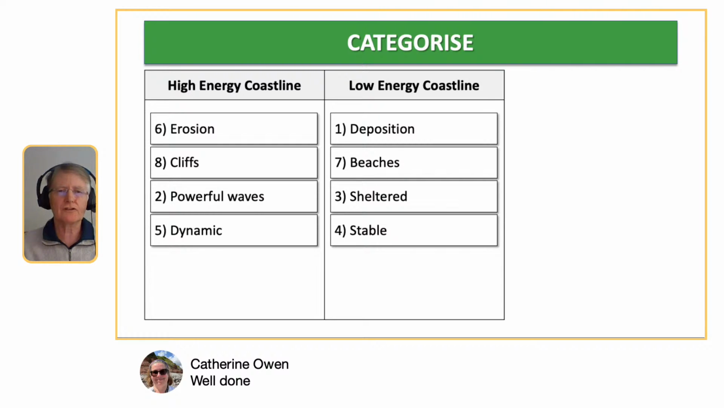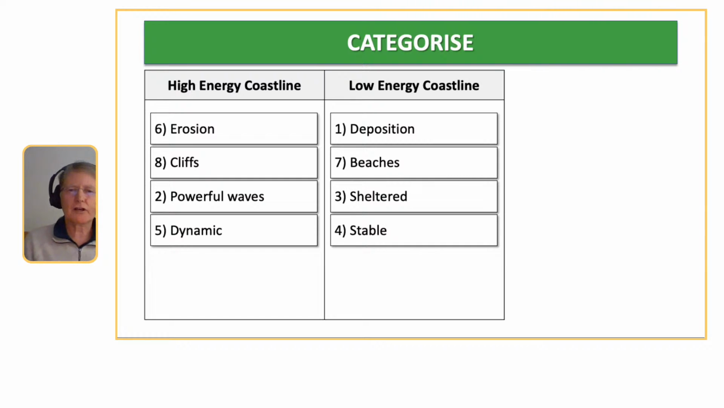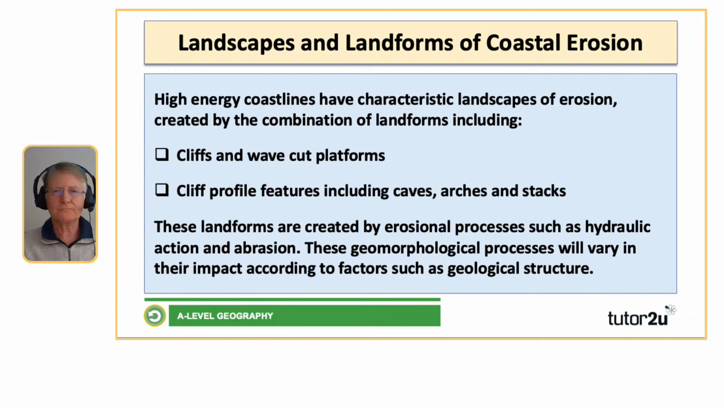So high energy features erosion, cliffs, powerful waves, and dynamic. The low energy coastline will be deposition, beaches, sheltered and stable. That doesn't mean that the low energy coastline isn't dynamic, but the word might perhaps reflect the fact that in the high energy coastline you have a little bit more spectacular change, if you like. Okay, let's move on to the next activity.